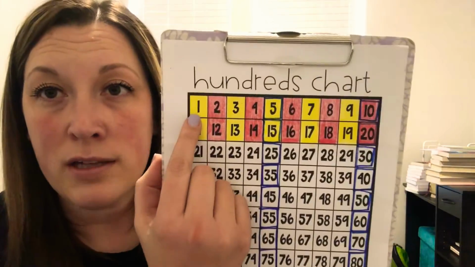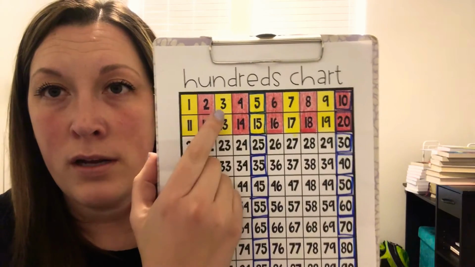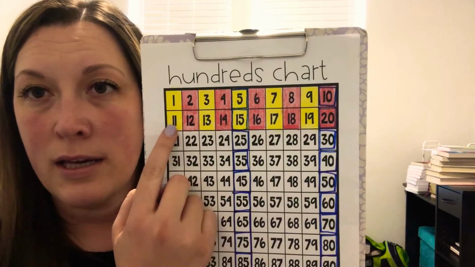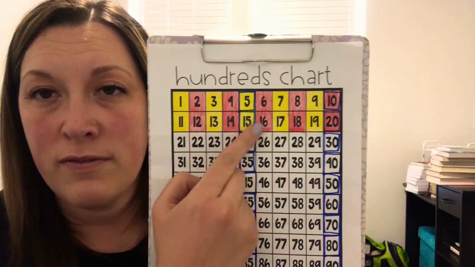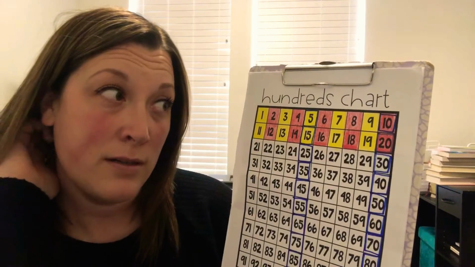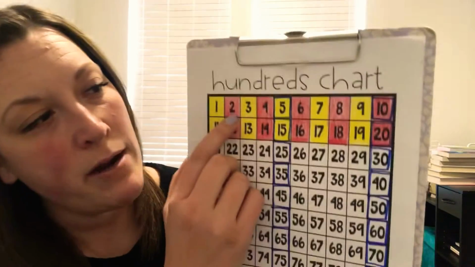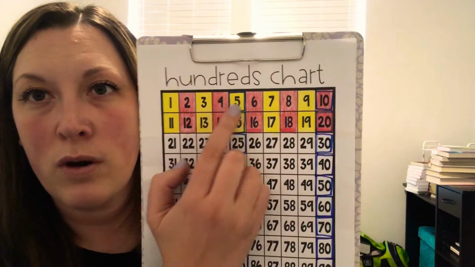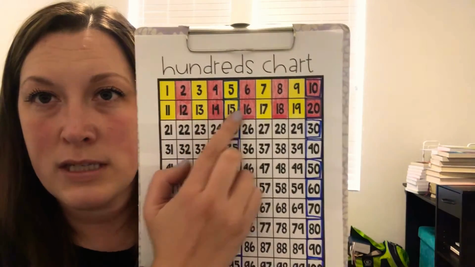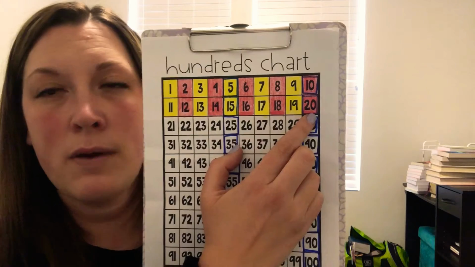Let's count by odds, so the yellow numbers. Ready? 1, 3, 5, 7, 9, 11, 13, 15, 17, 19. Can you do that without looking? Try it at home. Okay, red numbers, evens. 2, 4, 6, 8, 10, 12, 14, 16, 18, 20.